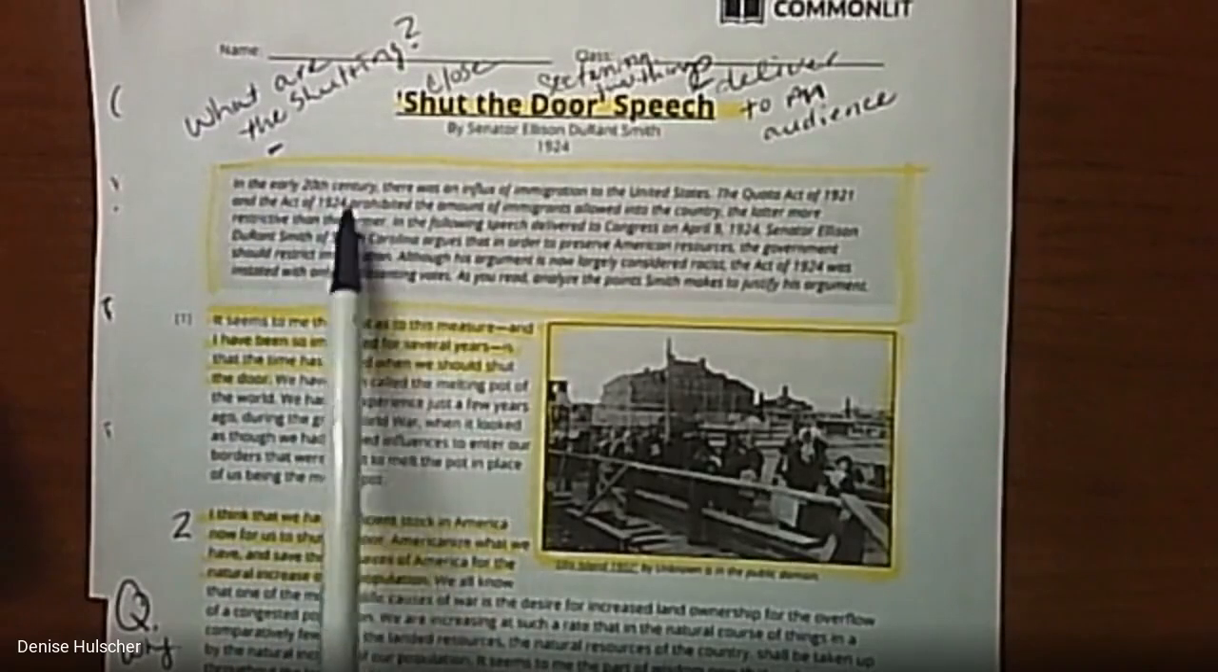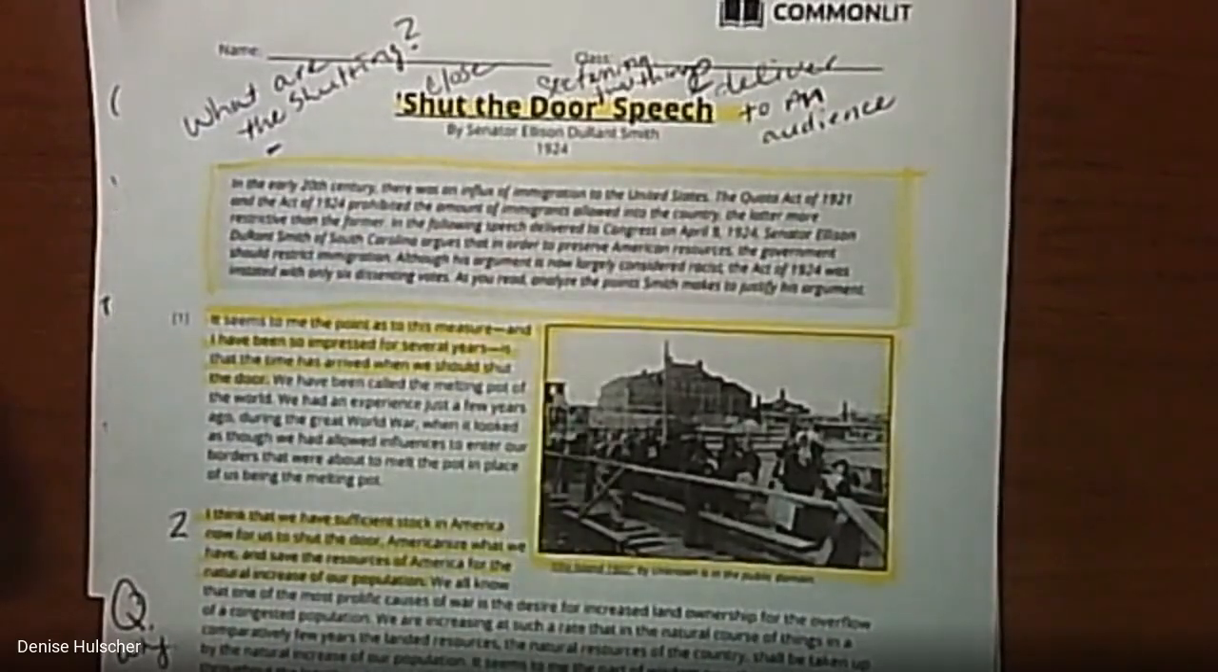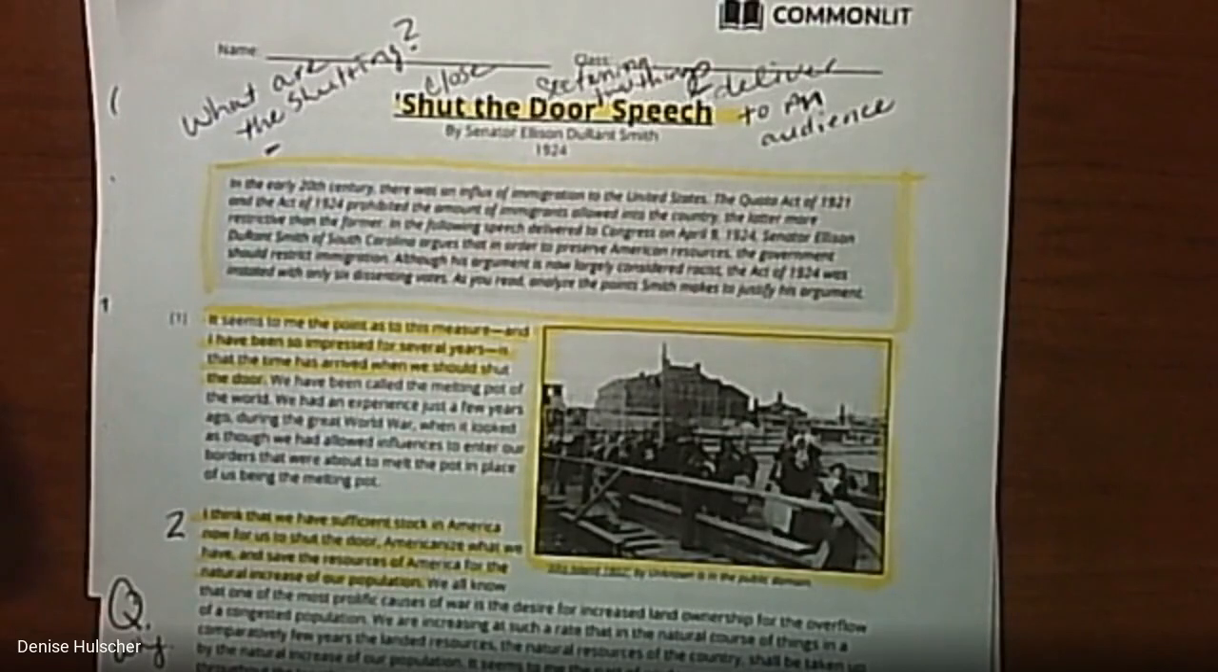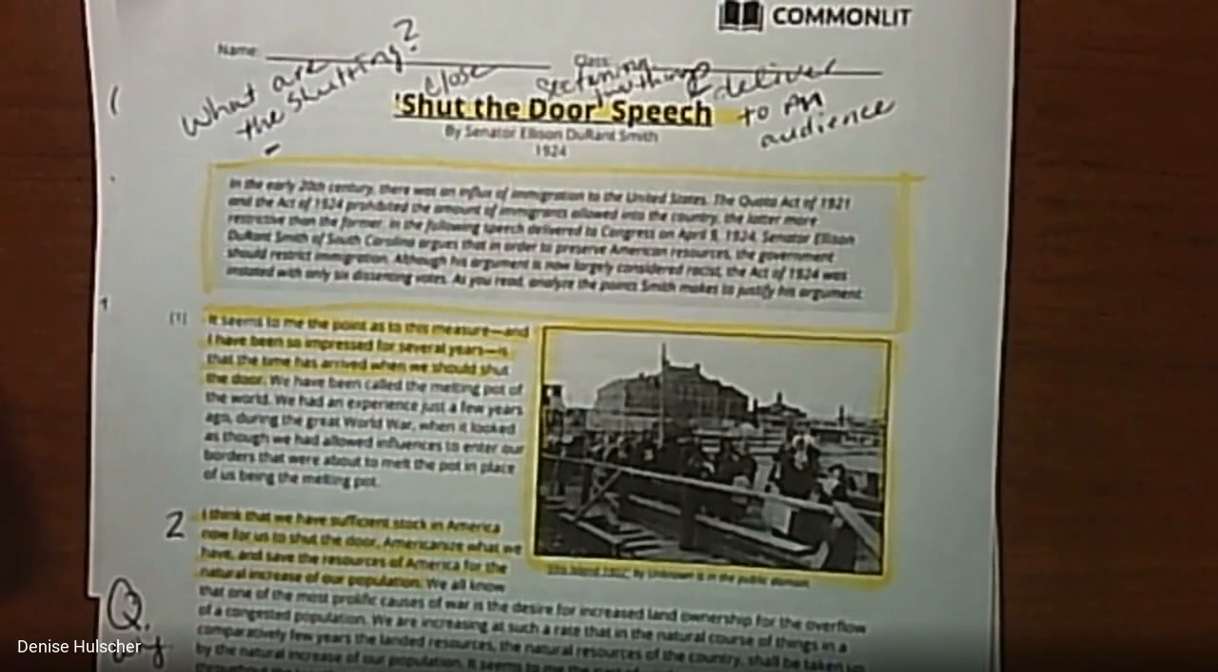In the early 20th century, there was an influx of immigration to the United States. The Quota Act of 1921 and the Act of 1924 prohibited the amount of immigrants allowed into the country, the latter more restrictive than the former. In the following speech delivered to Congress on April 9, 1924, Senator Ellison Durant Smith of South Carolina argues that in order to preserve America's resources, the government should restrict immigration. Although his argument is now largely considered racist, the Act of 1924 was instated with only 6 dissenting votes. As you read, analyze the points Smith makes to justify his argument.